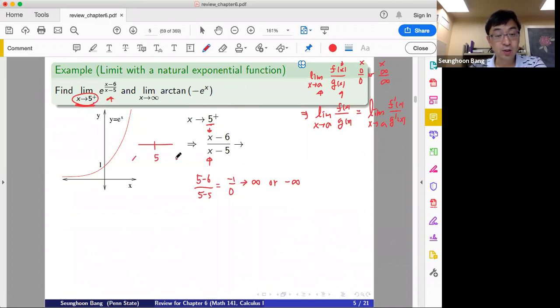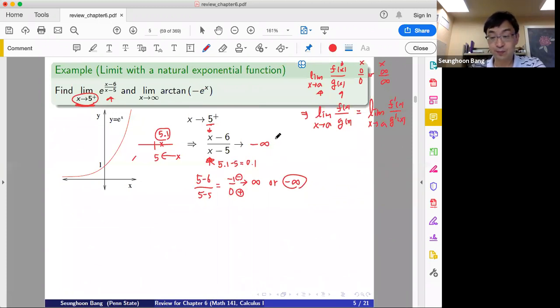X value approaches 5 from the right. What happens? X value is greater than 5. I can choose one point very close to 5 and greater than 5. I can choose 5.1. You can plug it into the bottom one. 5.1 minus 5 is positive 0.1. What does it mean? The bottom one is positive. The top one is minus 1, very clear. Negative over positive is negative infinity. This is the whole idea. Like so. Negative infinity.